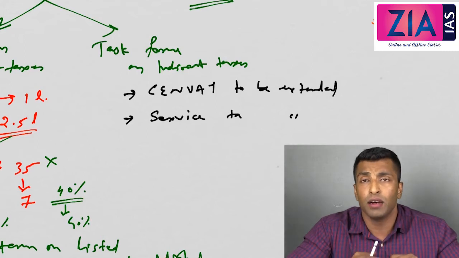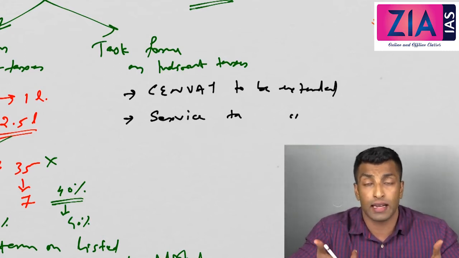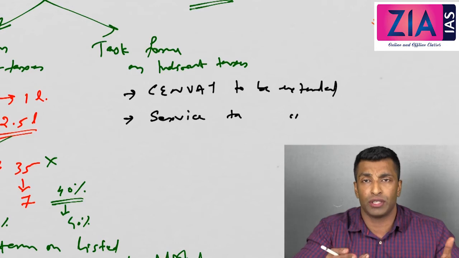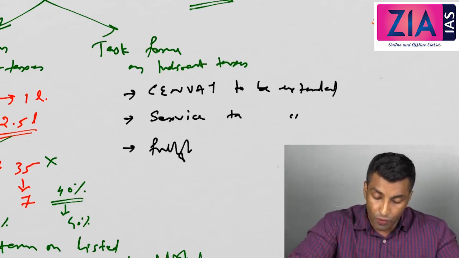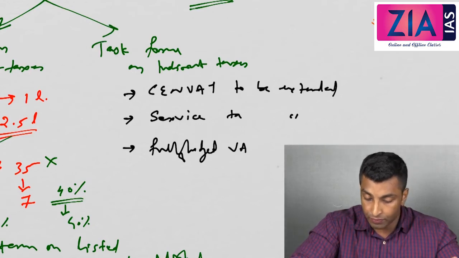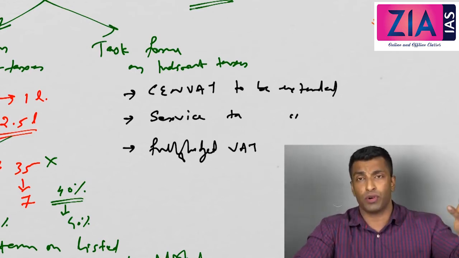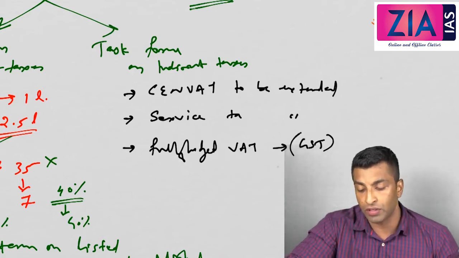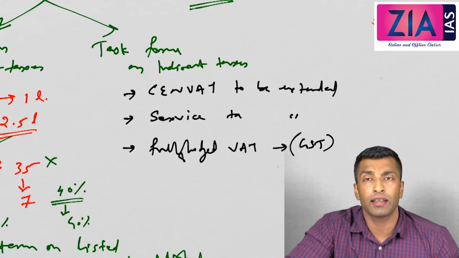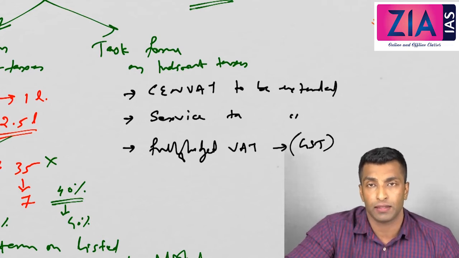First one is also accepted. Now every service is taxed except a few, and I've told you some educational services, some medical services, etc. were exempted. Third, full-fledged VAT. That we have already discussed before in the previous committee also, and then I've told you now we are with GST. That is the practical version of VAT.